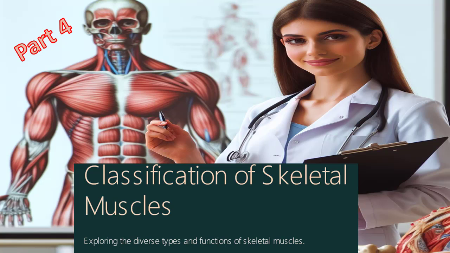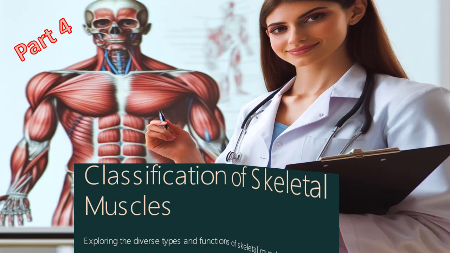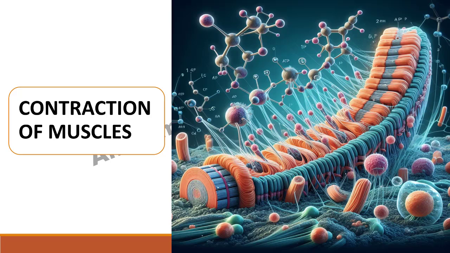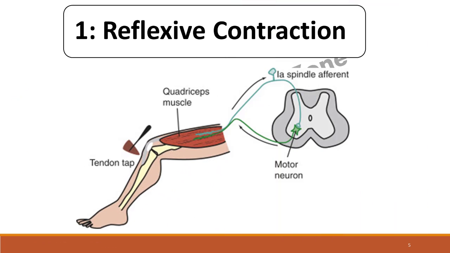But before I cover this topic, you should grasp the concept, and it's important to know the contraction in the skeletal muscle. Contraction in skeletal muscle is of three types. They can be reflexive, phasic and tonic. First we will cover the reflexive contraction and then later on we will move towards the other topics.